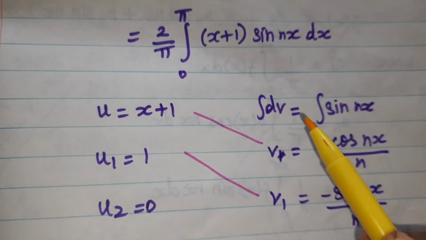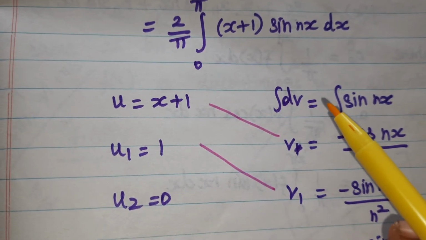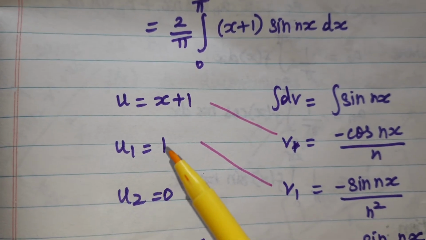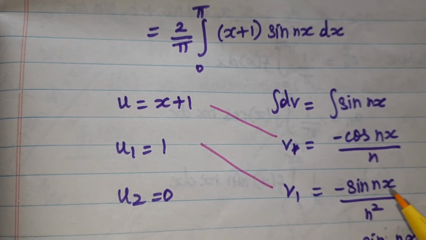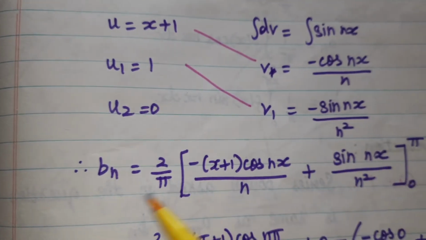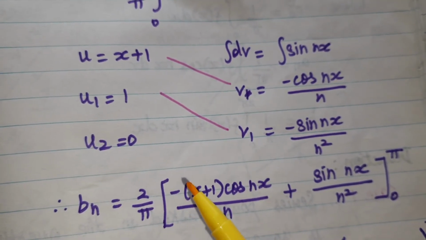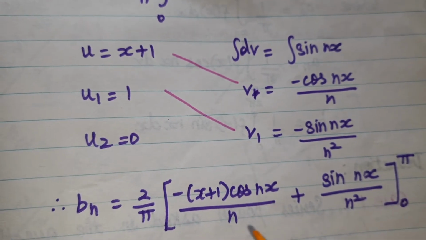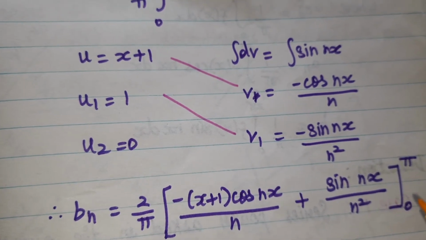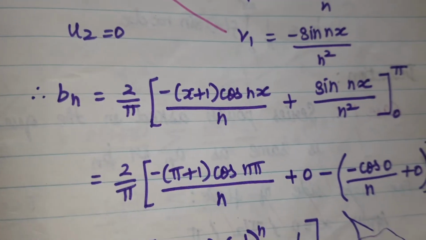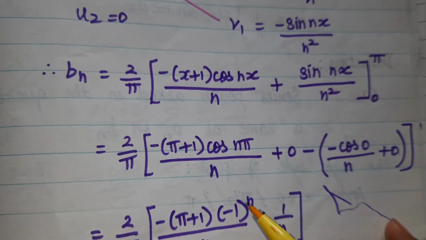Here u is x plus 1, dv is sin nx. So for u we have to differentiate, for v we have to integrate. Therefore u1 is equal to 1, u2 is equal to 0. Here v is equal to minus cos nx divided by n, and v1 is equal to minus sin nx divided by n square. So substitute: bn is equal to uv minus u1 v1. So 2 by pi into minus of x plus 1 into cos nx divided by n. So minus into minus is plus, therefore plus sin nx divided by n square over the interval 0 to pi. Substitute pi and 0. When we substitute pi, we get cos n pi. So cos n pi is minus 1 to the power n.